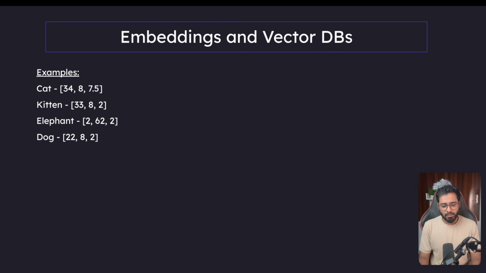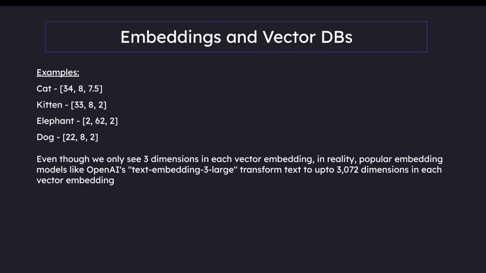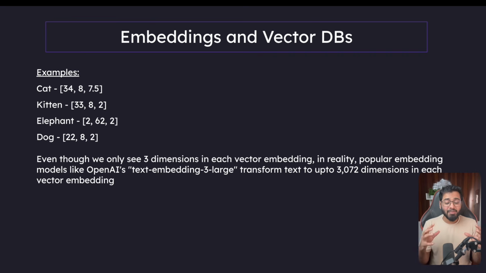Let us move on. Even though we see 3 dimensions in each vector embedding, in reality, popular embedding models like OpenAI's text embedding 3 large transform text or paragraphs into up to 3072 dimensions in each vector embedding. So we can't even visualize it, right? I mean, we can easily visualize a 3-dimensional space because we exist in a 3-dimensional world, right? But using mathematics, we can add a lot more dimensions.